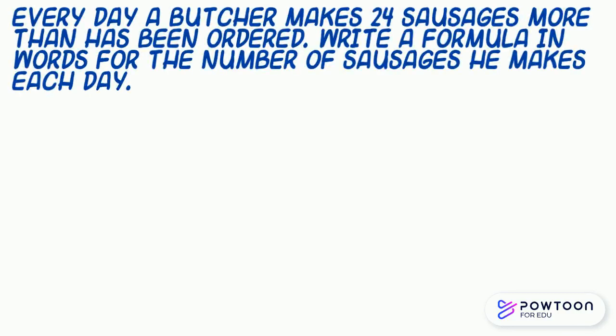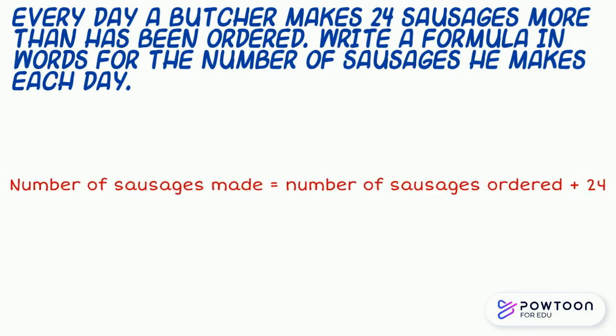Every day, a butcher makes 24 sausages more than has been ordered. We want to write a formula in words for the number of sausages he makes every day. So we can say the number of sausages made is just equal to the number of sausages ordered plus 24.